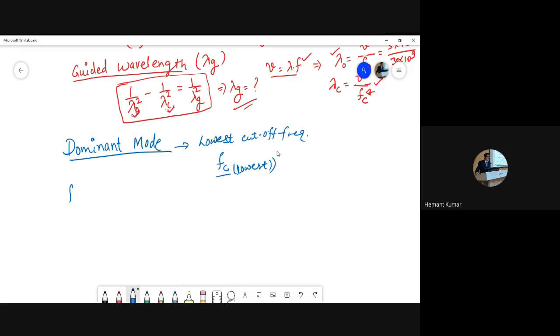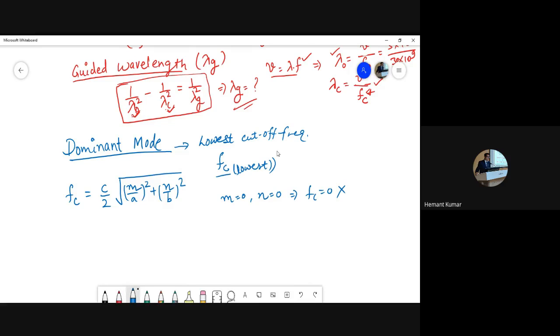So what is the formula for fc? The fc formula is c by 2 times the square root of (m by a) whole square plus (n by b) whole square, right? This is the formula. So what should be the lowest value of this? The lowest value should be for m equal to 0, n equal to 0. It means fc is equal to 0.